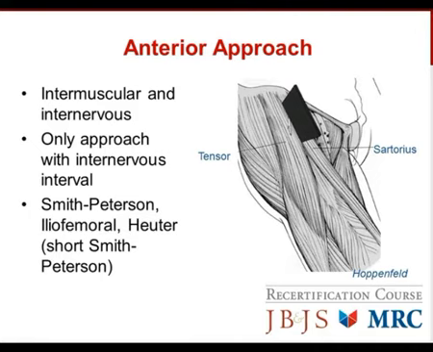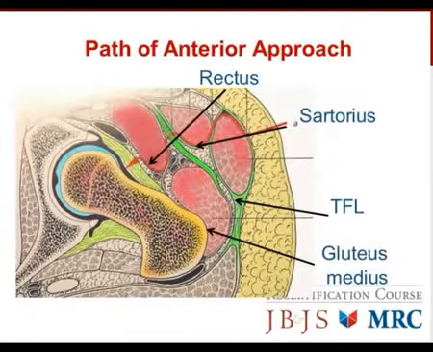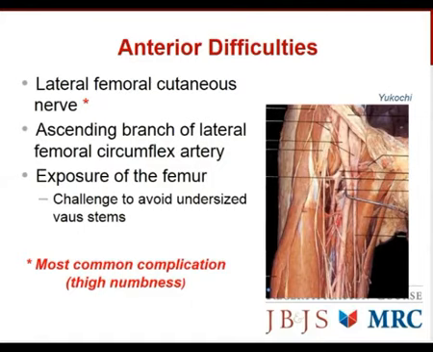And of course, the direct anterior approach goes by a number of different names, including those that I have listed. Now, the path of the anterior approach superficially passes between the sartorius and the tensor fasciae lata, and deep in between the rectus and the gluteus medius, as is depicted in this slide. Now, question writers love to test complications, and this is particularly important when it comes to the surgical approaches. You want to understand that the lateral femorocutaneous nerve is the most common nerve injury with the anterior approach to total hip arthroplasty, and this can result in thigh numbness.